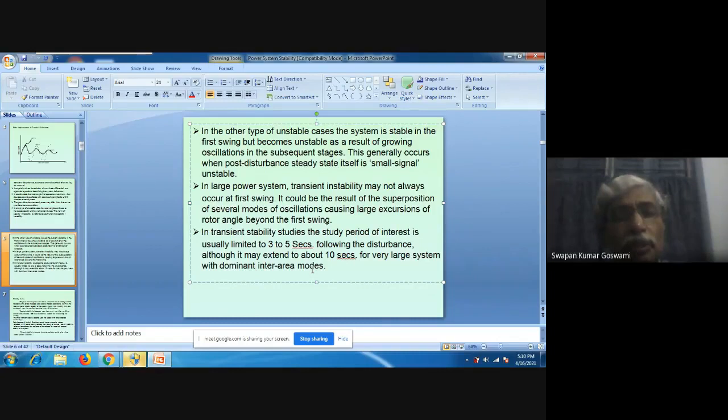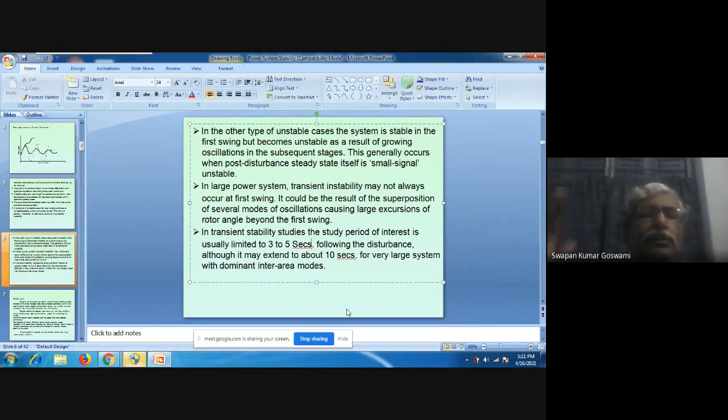But the first swing can be used to decide whether stability will be obtained or not only in those simple cases where inter-area oscillations, or oscillations between groups of generators, are not there. So we shall be assuming that in our case we are ignoring the inter-area oscillations and other oscillations.